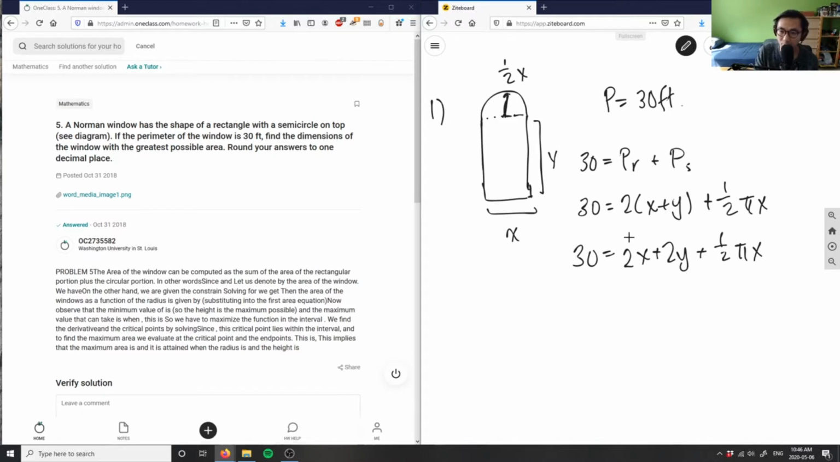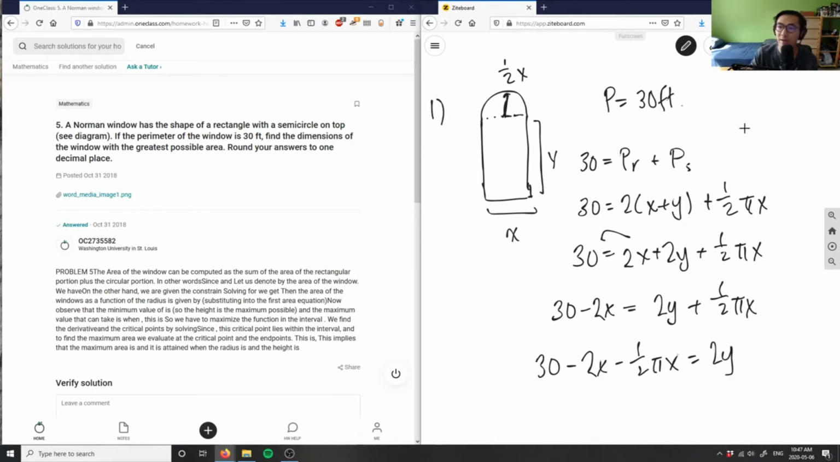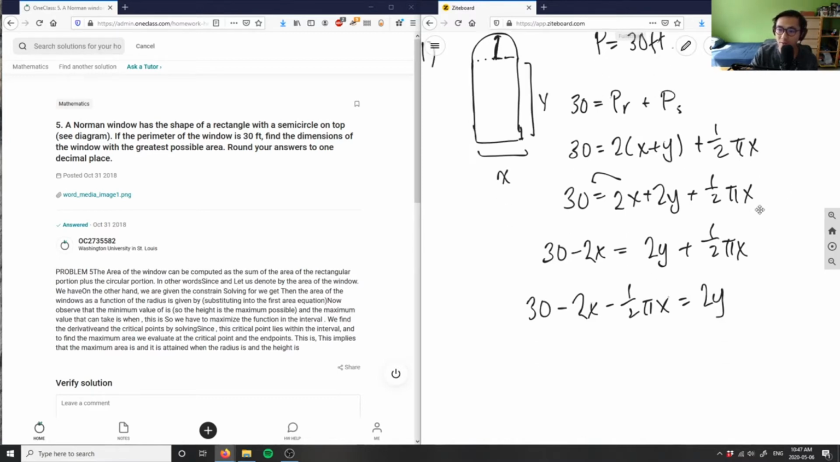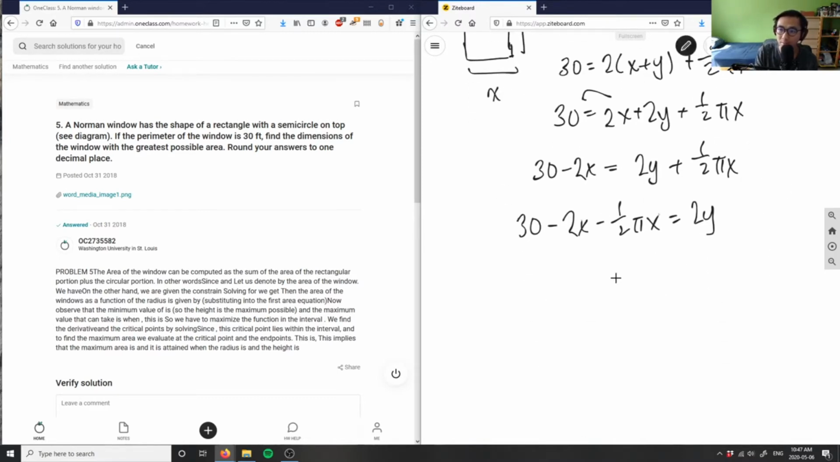So I have 30, I'm going to bring 2x to the other side here. So I'm subtracting 2x from both sides, plus half pi x. I'm going to, again, bring half pi x to the other side as well. So I have 30 minus 2x minus half pi x equals 2y. And then I can simply divide everything by 2 here, right? If I divide everything by 2 here, y would equal 30 minus 2x minus half pi x divided by 2 here. And this here would be my algebraic expression for y.